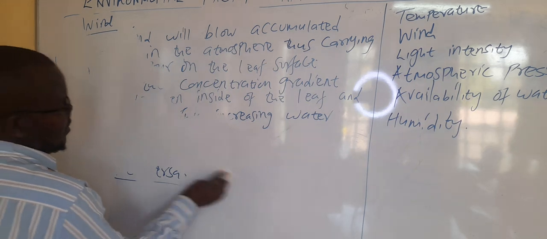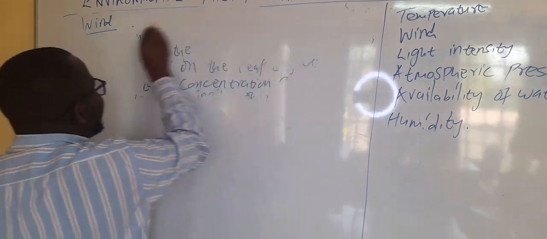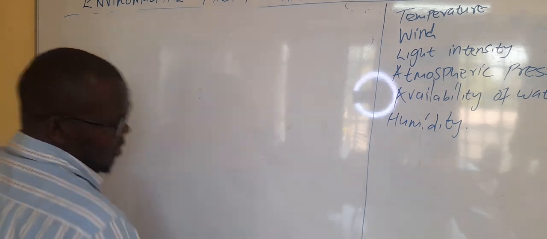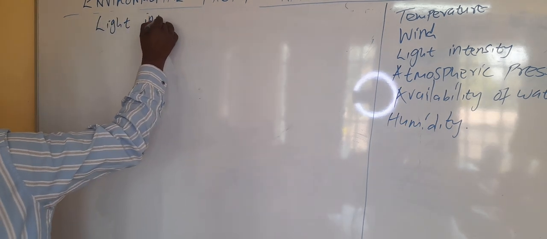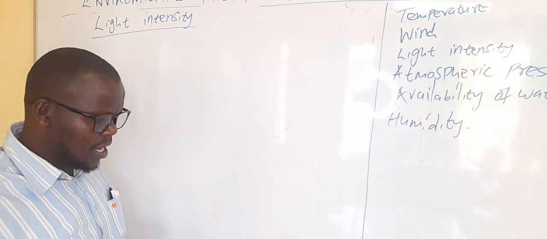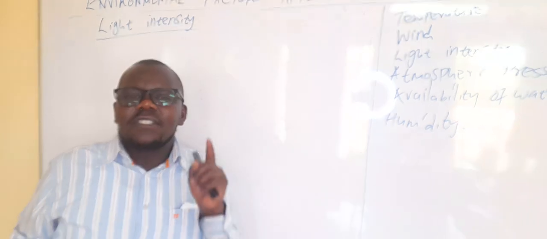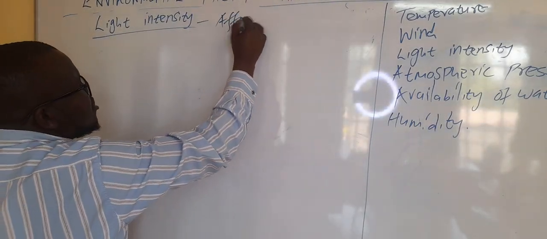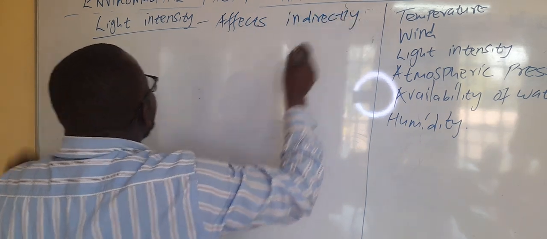Let's go to the third, which is about light intensity. How does light intensity affect transpiration? Light intensity affects transpiration indirectly. How does it affect it indirectly?